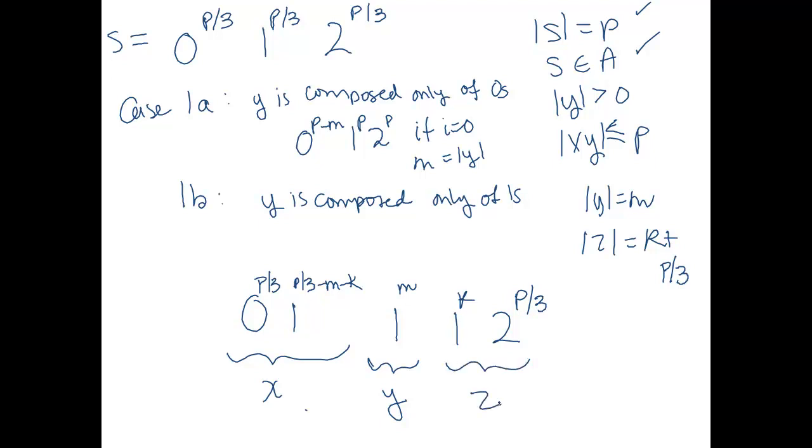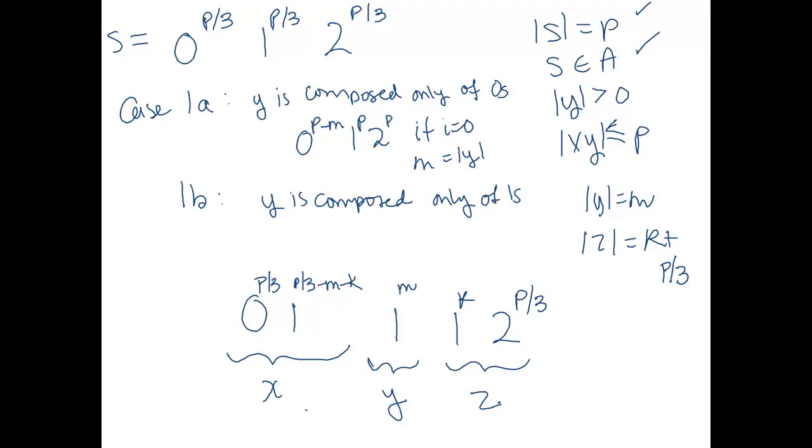All right. So here's my decomposition. Note here that k could be 0 and m could be p divided by 3. So y could contain all of the ones, or y could contain only some of the ones, with some of the ones also being contained in x or contained in z. All right, this covers every possibility of those.